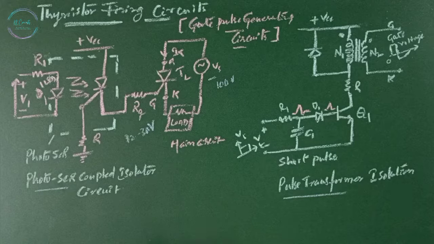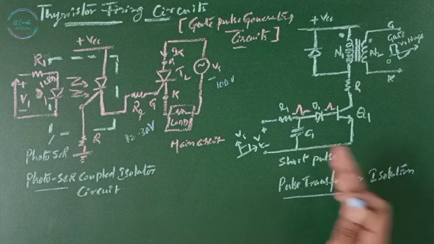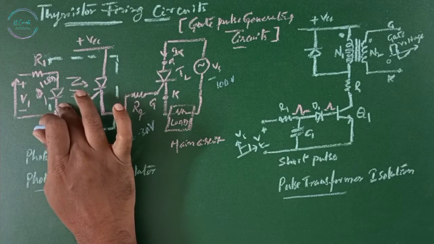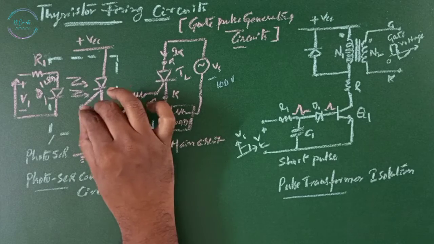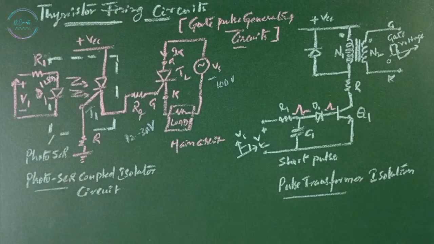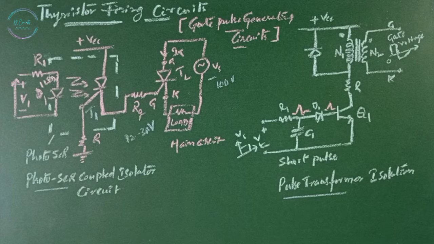Here we can see two types of gate pulse generator circuits or isolators. This is a photo SCR coupled isolator and this is a pulse transformer isolator. A short pulse to the input of an infrared light emitting diode D1 is given. It turns on the photo SCR T1 and the power thyristor TL is triggered. This type of isolation requires a separate power VCC and increases the cost and weight of the firing circuit.